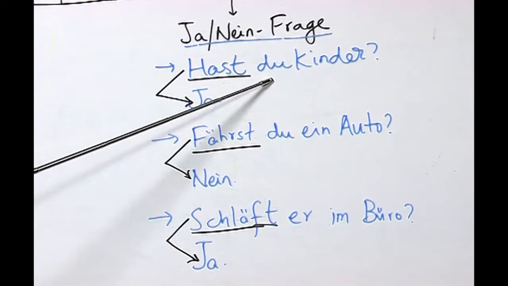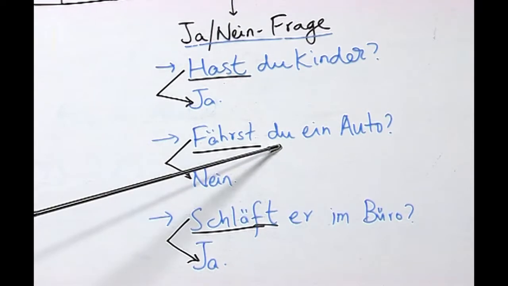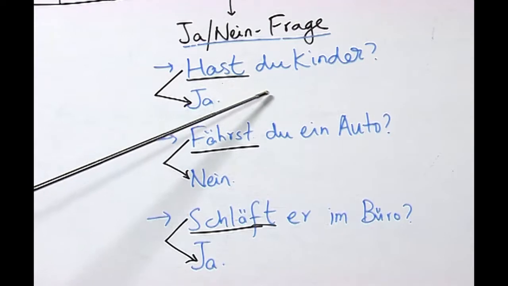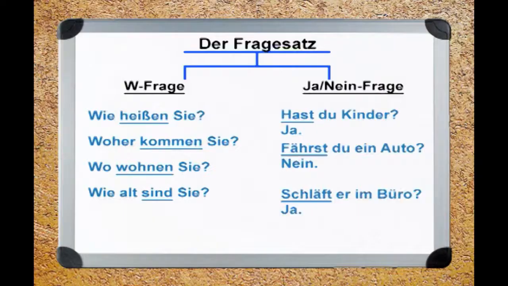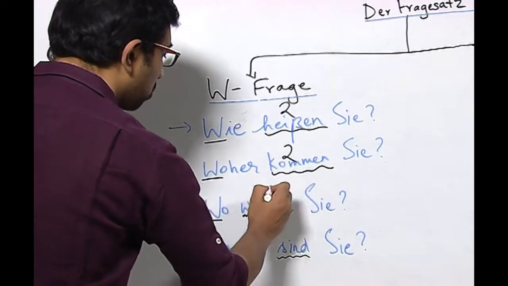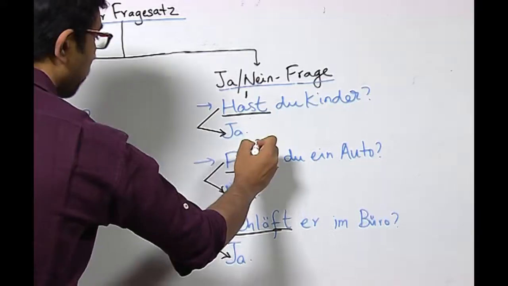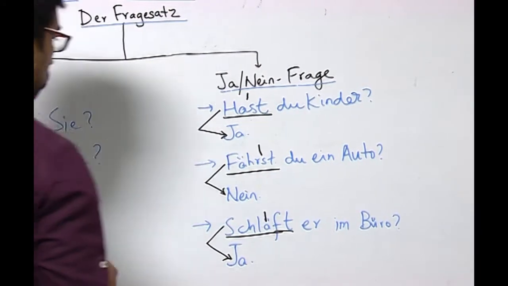So, here we have the pronoun du, here also the pronoun du, and here we have the pronoun er, and the respective verbs are conjugated according to them. So, if you can derive the rule, we can say that in all the W questions, the position of the verb is always second, and for all the yes or no questions or ja nein Frage, the position of the verb is always first.